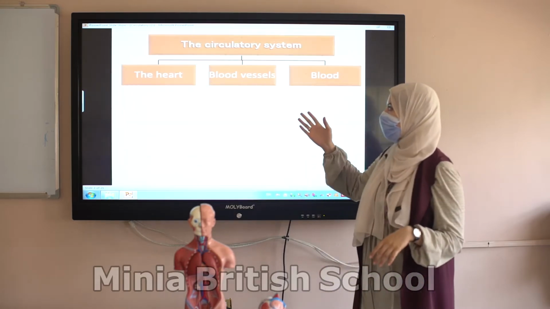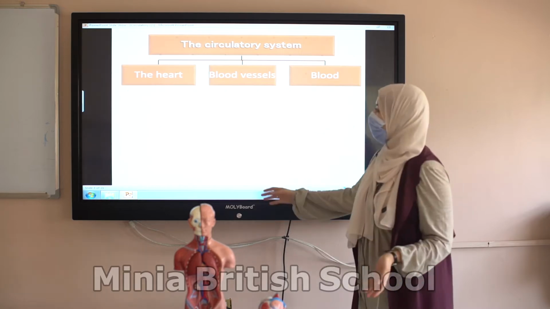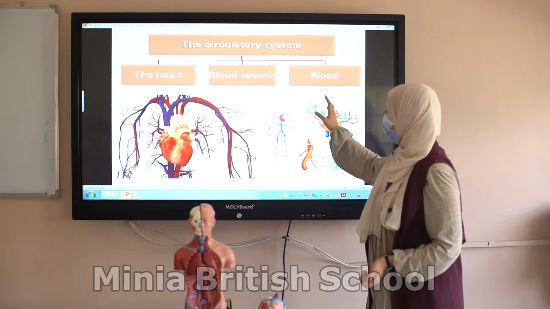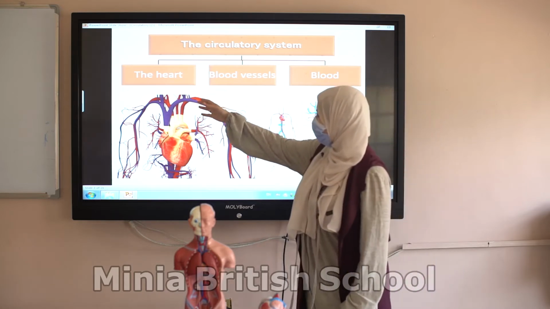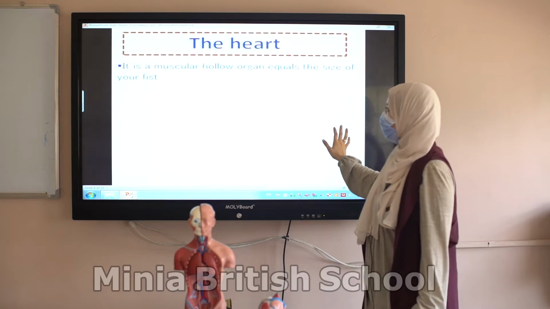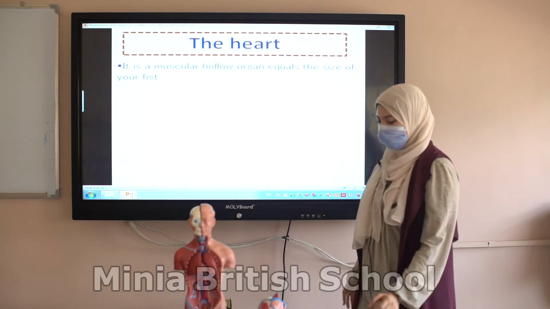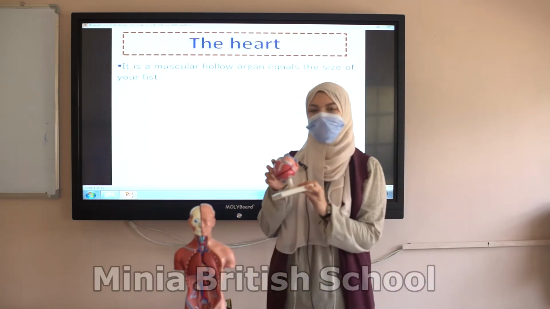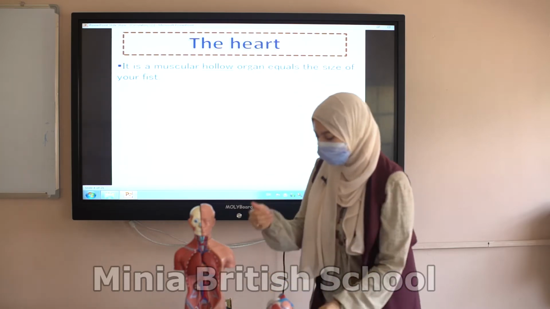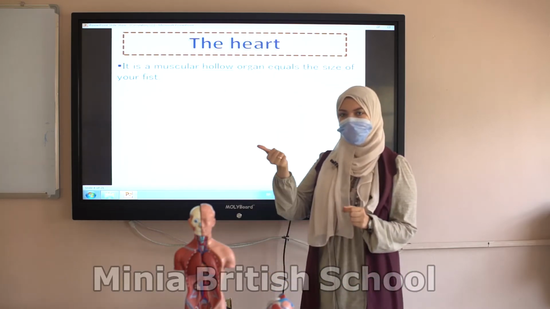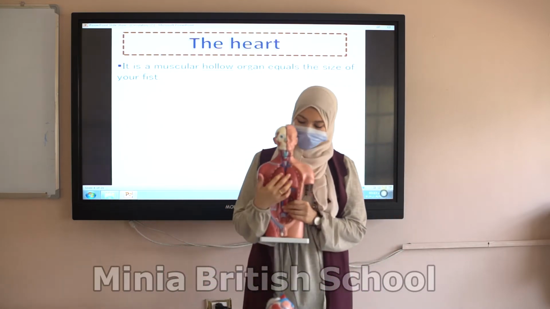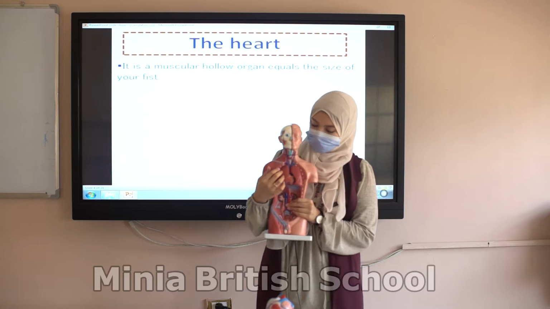Let's know the circulatory system components. First, it consists of the heart, blood vessels, and blood. First, the heart. As we know, the heart is a hollow organ. Its size is about your fist. And we know that it's between the two lungs. It's between what? The two lungs.